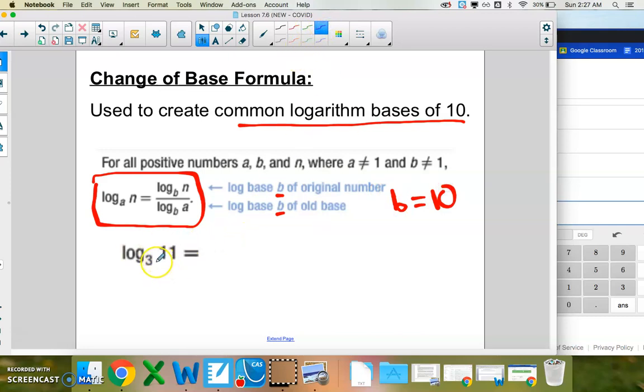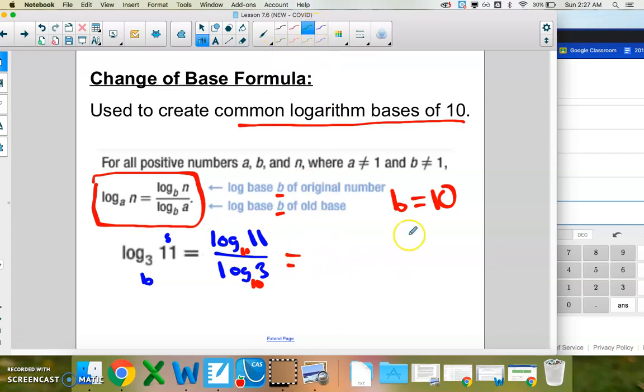So for example, in this one, I see that this is going to be my base and this is going to be my solution value. So in this analogy, my a is going to be the 3, and the 11 is going to be my n. So I'm going to write this as log of 11 over log of 3. And then what's implied is that this now becomes base 10, this now becomes base 10, and now it turned into a calculator question.